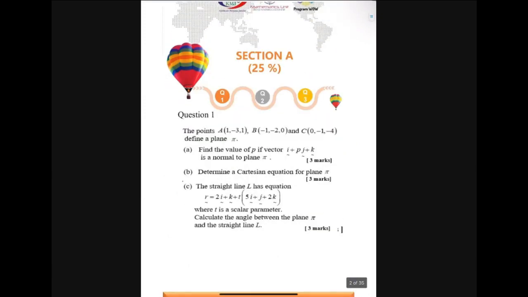So for question number 1 in part A, this involves topic 5, vectors. Now we have points A, B and C, and these are defined in a plane pi, meaning these 3 points lie on that plane. For part A, we have to find the value of p if vector i plus pj plus k is a normal to the plane. So in this case we have to find the vector that is normal to the plane.